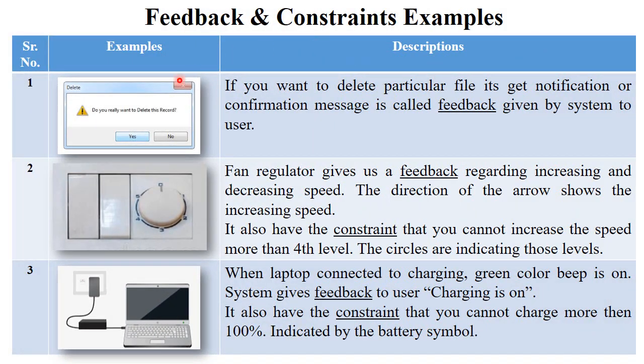Now see here. These are some examples related to feedback and constraints. You need to mention these examples in your assignment and make a proper report of these particular examples, right? Now the first example is, see here. When you want to delete a particular file or folder, your system gives you the message, do you really want to delete this record, right? This is called feedback, or a confirmation message. After that you need to press yes or no. So this is called feedback.